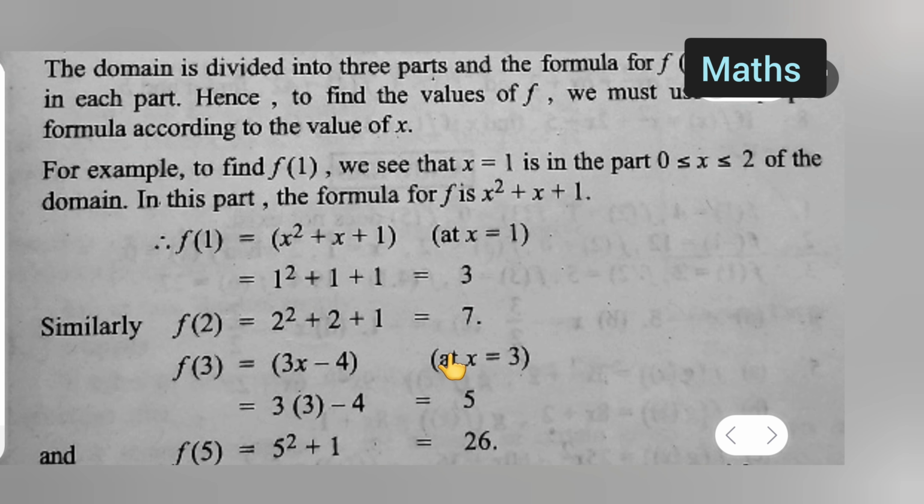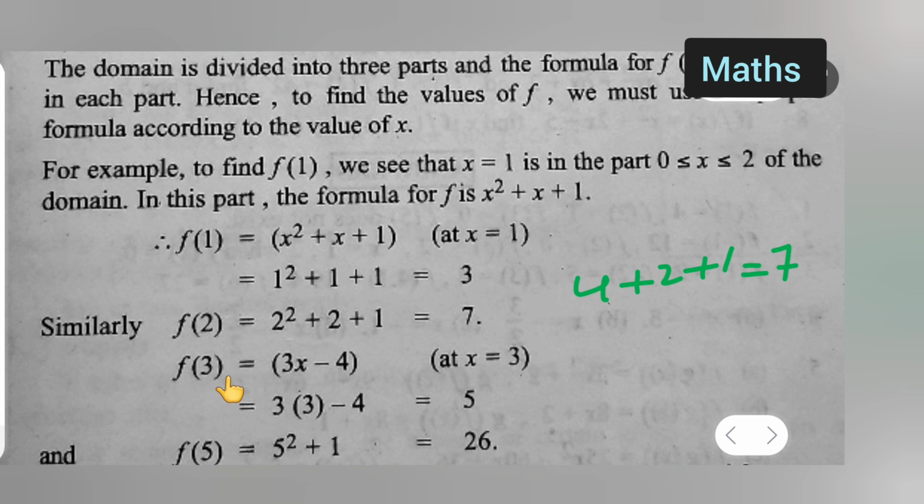So similarly, if you plug in x equal to 2, f of 2 is equal to 2 square plus 2 plus 1. But 2 square is nothing but 4. So 4 plus 2 plus 1. 4, 5, 6. So our answer will be 7 over here.